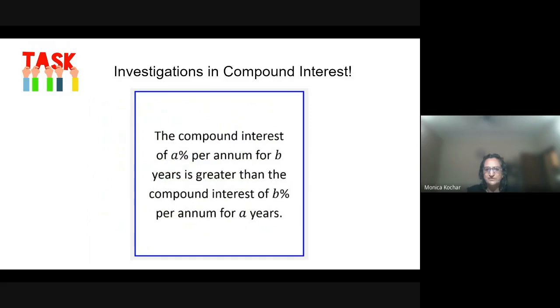Investigations in compound interest. Is it true that compound interest of A% per annum for B years is greater or lesser or same as B% for A years? If I give this question to all of you, how do you think you will test it out? What is the relationship between compound interest of A% per annum for B years and compound interest of B% for A years? How do you think you will test it out?